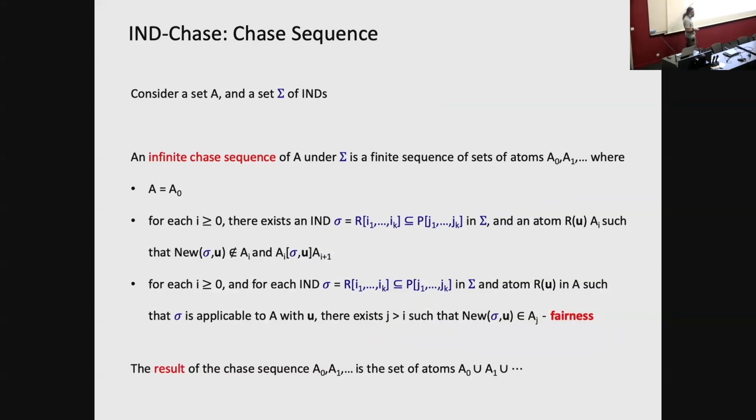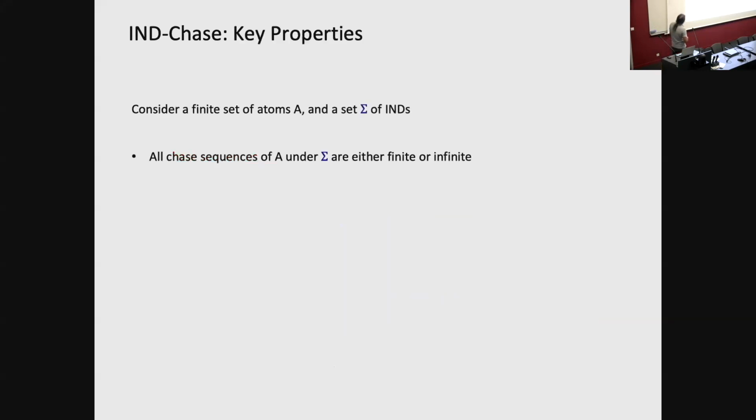All the versions of the chase with inclusion dependencies, or generalizations of inclusion dependencies, need to impose the fairness condition. Otherwise, what we build is not even a set of atoms that satisfies the set of constraints. And now the result of such an infinite sequence is essentially the infinite union of all the intermediate sets of atoms. So it's this union here. Good. Now let's see. So this is the chase.